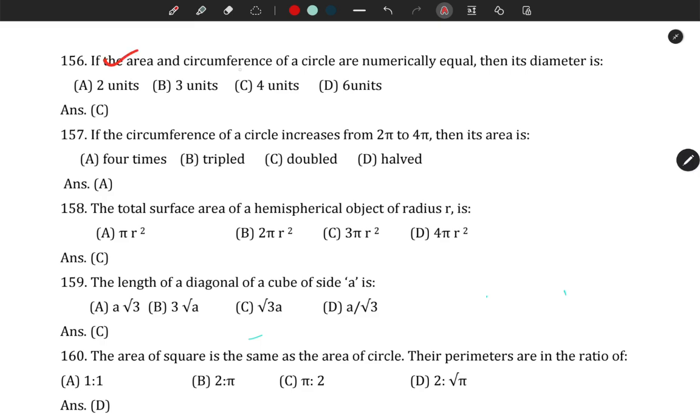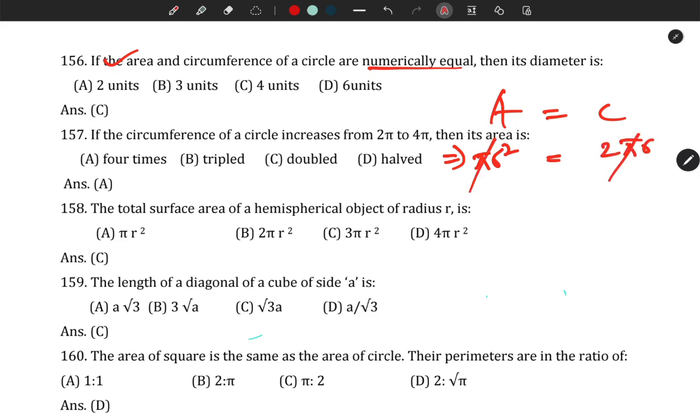Next, if the area and circumference of a circle are numerically equal, means area and circumference are numerically equal, so that means pi r square, which is the area of the circle, and circumference 2 pi r, they are equal.